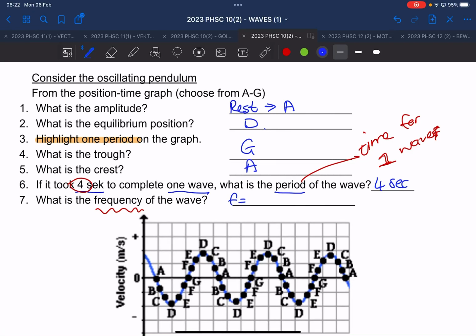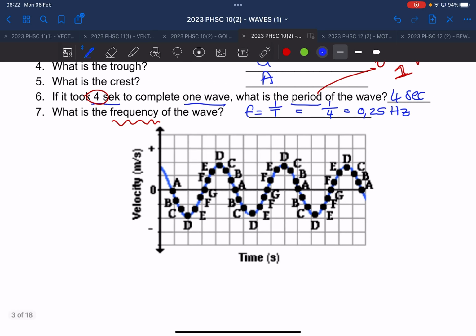The frequency formula is on your data sheet. Remember we spoke about a data sheet previous class? So for one wave, what was the time? Here, for one wave, the time was 4 seconds. So the frequency is 0.25. Now, what is the unit for frequency? Hertz.